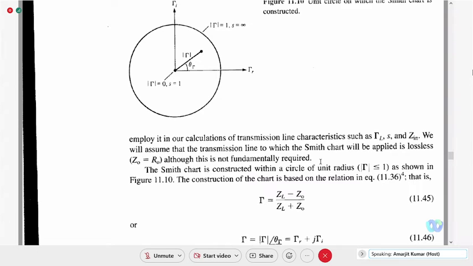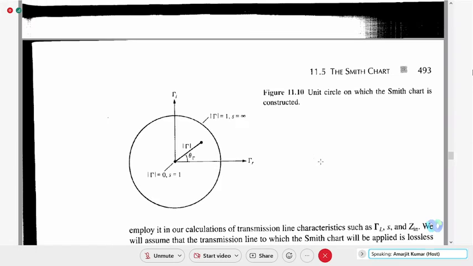Here we are seeing one circle. On this unit circle, the Smith chart will be constructed. On this unit circle, the mode of gamma is equal to 1. When the mode of gamma is equal to 1, what does that mean, can you tell? Just now we were discussing mode of gamma is equal to 1. So what is the meaning of it?